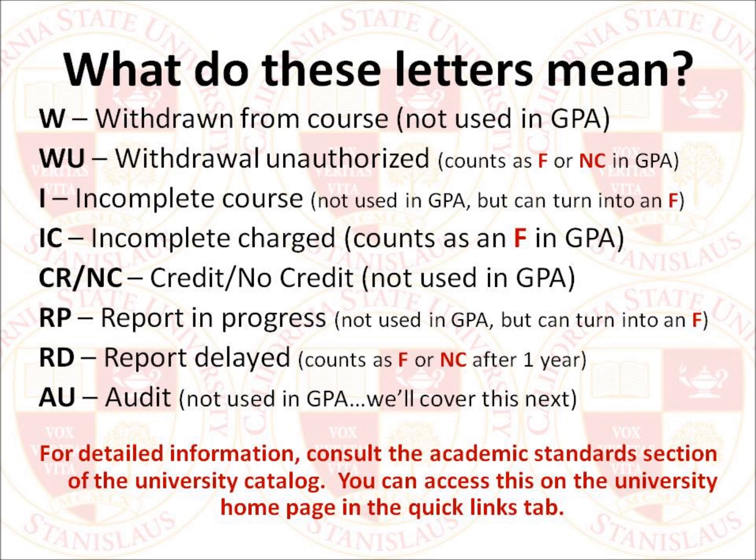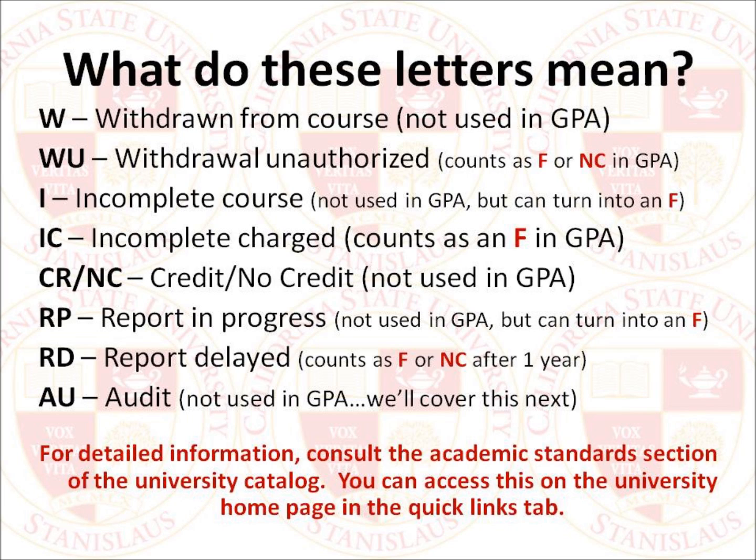If you see an I on your transcript, that indicates that the student has not completed course requirements due to reasons beyond their control. This must be made up within either a time limit set by the instructor or no more than 1 calendar year following the end of the term in which the I grade was assigned. This is not used in calculating your grade point average.